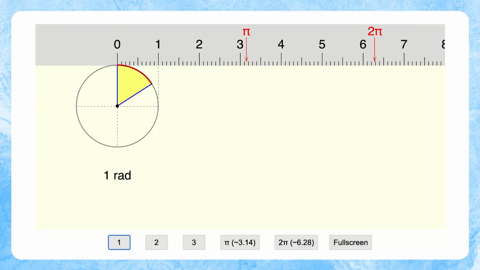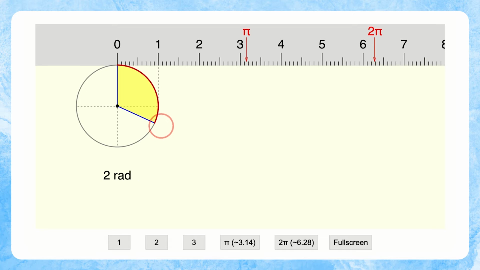So here's another cool visual thing I found. Notice how 1 radian is the same as the length of the radius of this circle. So this is 1 radian. And I can increase this. So let's make it something random like 1.78 radians. Again, radians represent angle measure. So the angle here measures 1.78 radians.